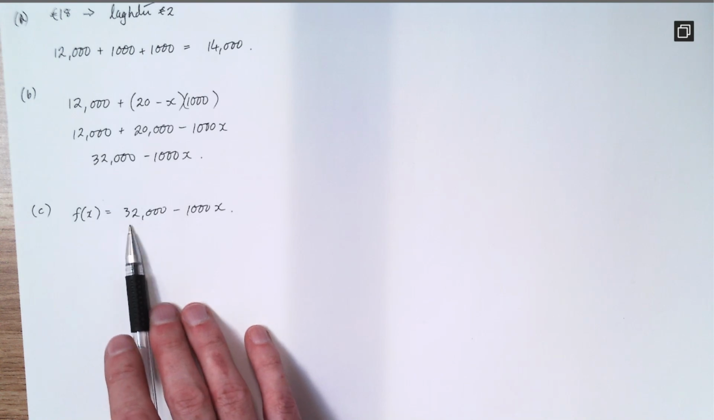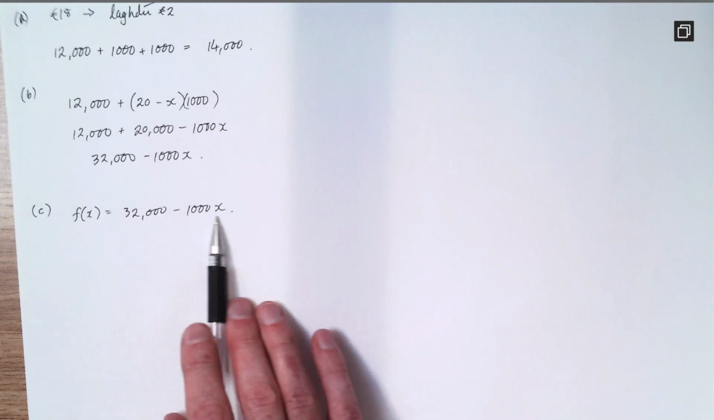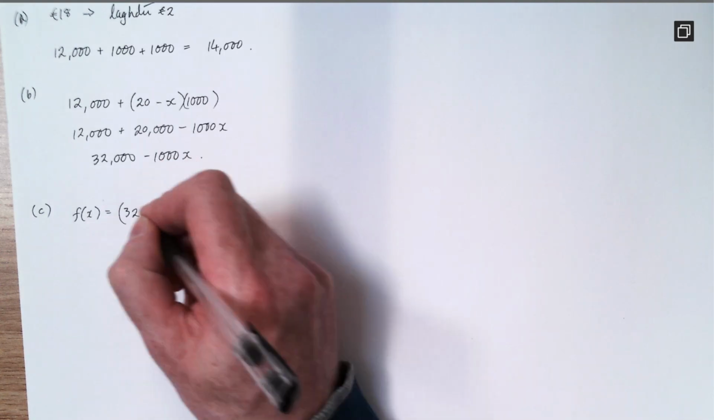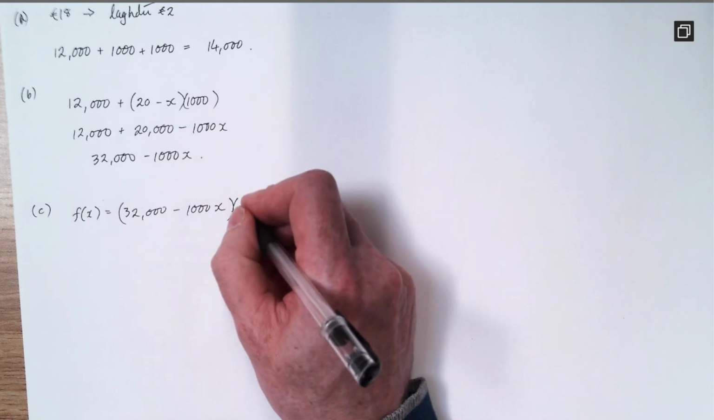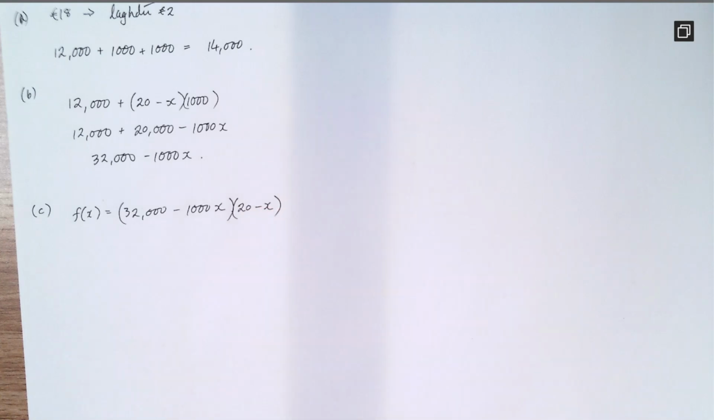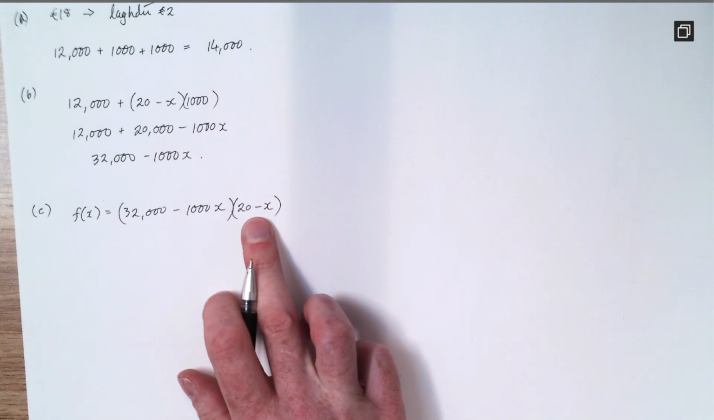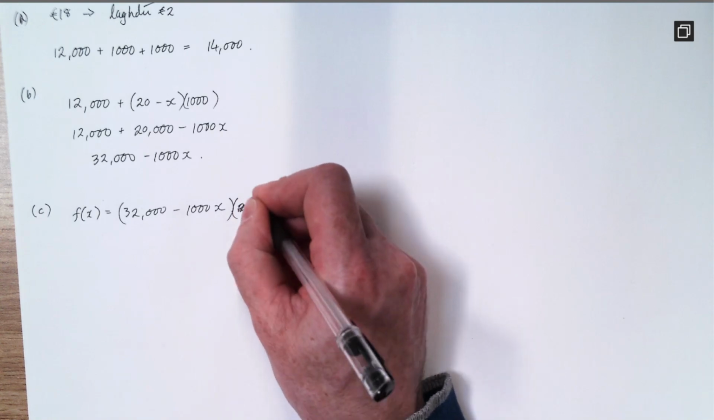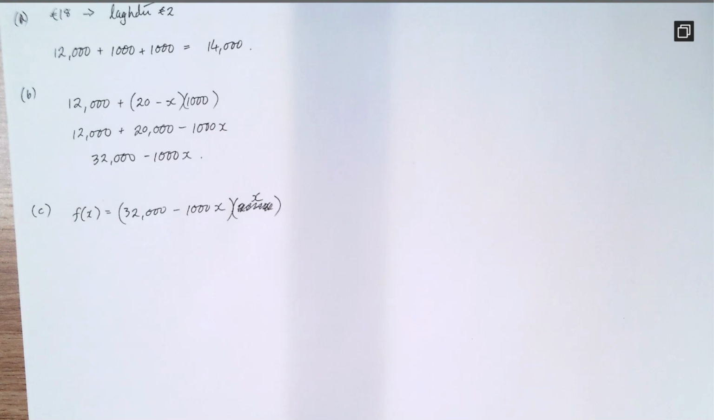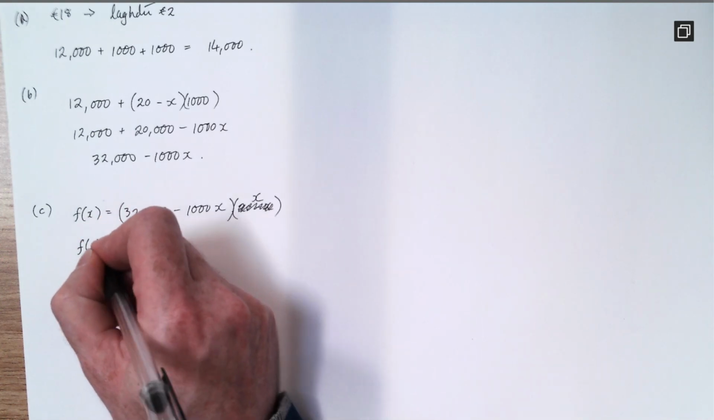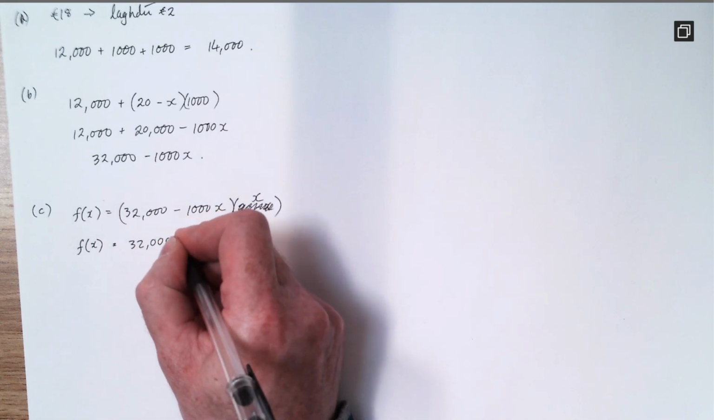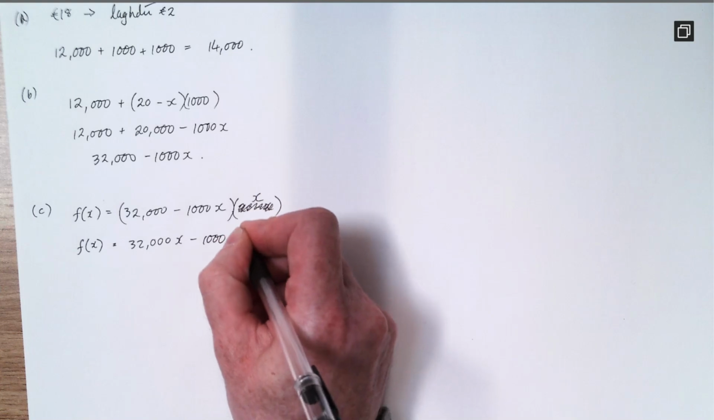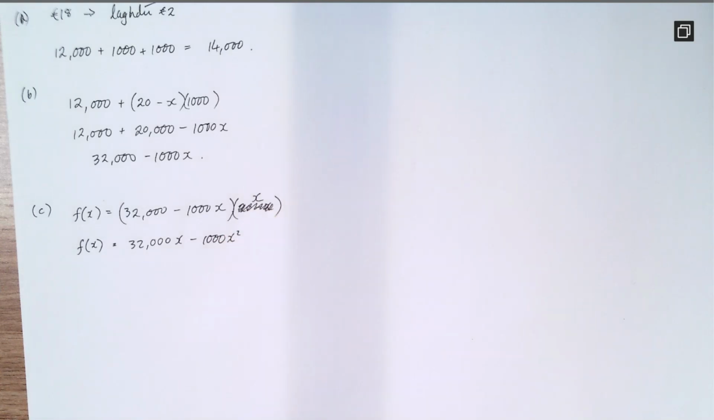Is it 20 minus x, or is it x? X is the price of the ticket, so it's going to be x. So f of x equals 32,000x minus 1,000x squared. And there's your function.